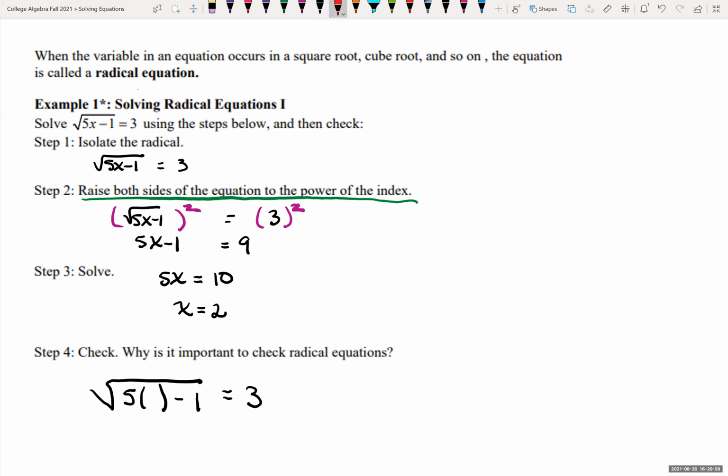And so I'm going to plug in 2 wherever I have parentheses, but there's only 1 in that equation. And so we're going to check it. Order of operations, we want to simplify underneath the radicals first. And we're just questioning, so I'm going to put a question mark here. So 5 times 2 underneath that radical is 10, and 10 minus 1 is 9. And so the square root of 9 equals 3. And that is a true statement. So I know that my solution is 2.